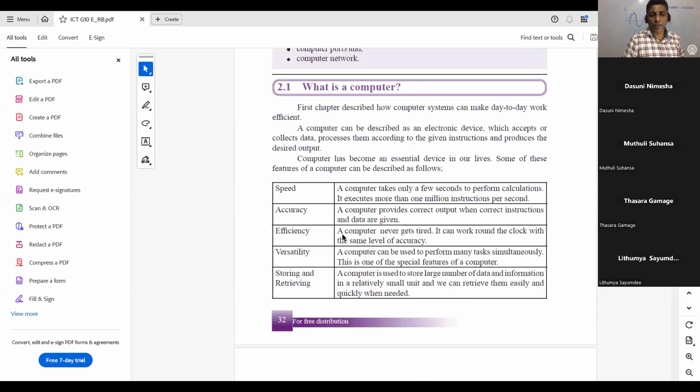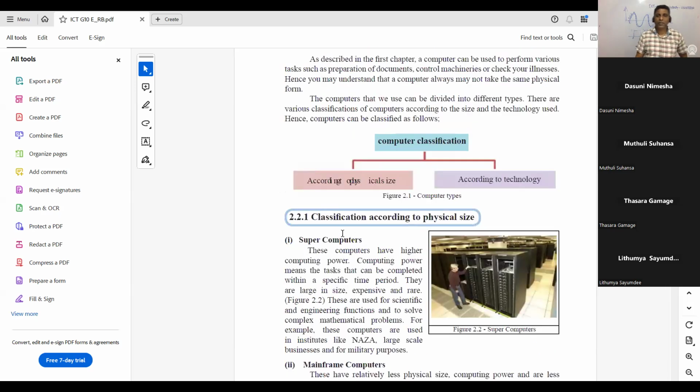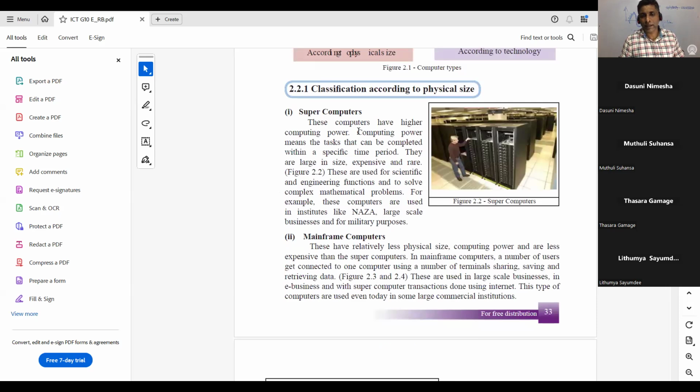So you should be able to explain. And the classification, then comes the classification. So we can basically classify computers according to their physical size and according to the technology, right? Basically, if you say physical size, we can find 4 types of computers.